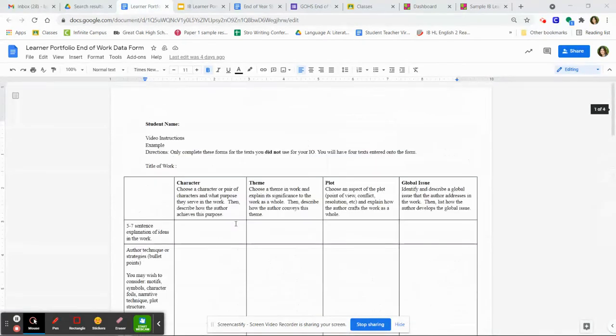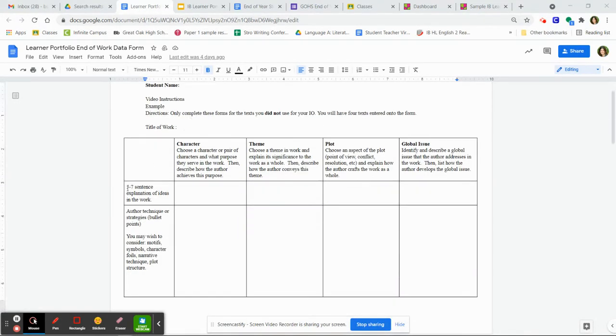And so you'll be working with a partner or individually to look at the character. You'll choose a character or pair of characters, and what purpose they serve in the work. Describe how the author achieves this purpose. So a 5 to 7 sentence explanation of the ideas in the work. And then you're going to bullet point the techniques or strategies. You might consider motifs that you notice.